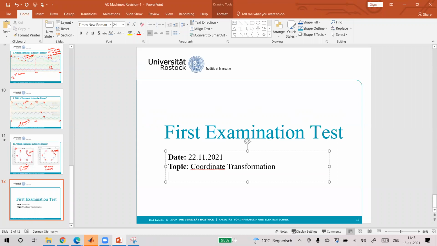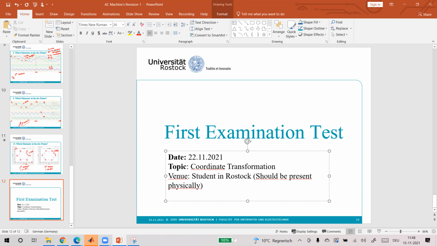So I will write like a venue. Student in Germany, basically I mean Rostock. So let's write Rostock. Should be present physically. So there's no possibility for them to give the exam online.